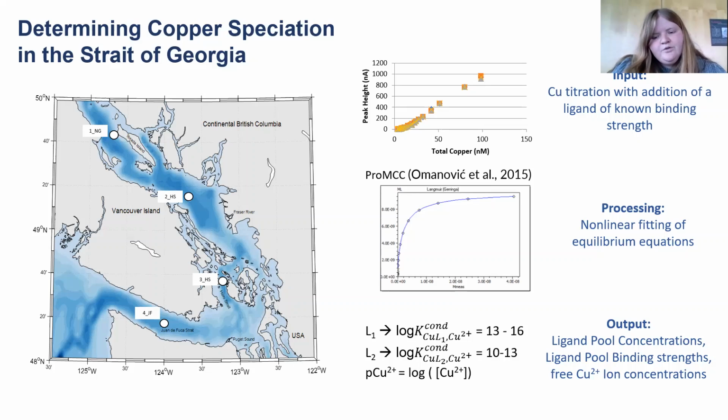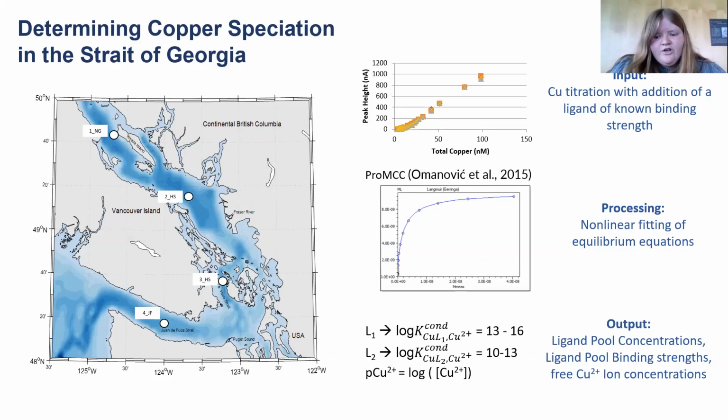To do this, we sampled between 2017 and 2018 in 4 stations, 1 at the northern Strait of Georgia, 2 at the southern Strait of Georgia, 3 at Haro Strait, and then 4 at Juan de Fuca Strait. And we monitored the seasonal variability of copper speciation in the strait by collecting samples at our Southern Strait Station 2 for the months of September, December, April, and June.